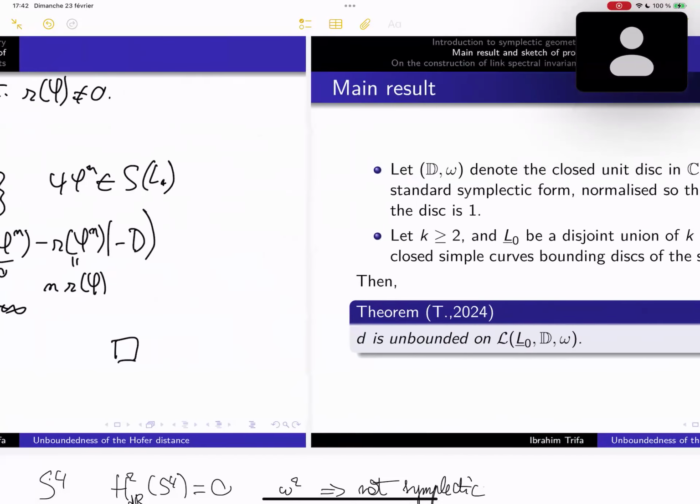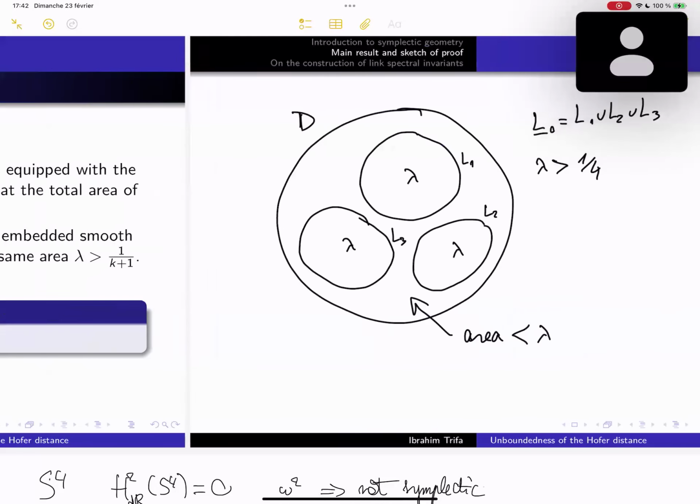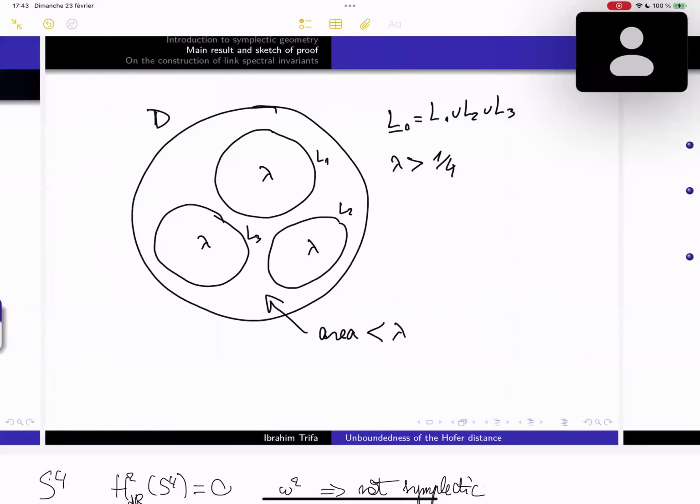Okay, so we will try now to apply this strategy to show our results. So we will need to find a quasimorphism that vanishes on the stabilizer of our union of circles that is homogeneous, Hofer-Lipschitz, and non-vanishing.